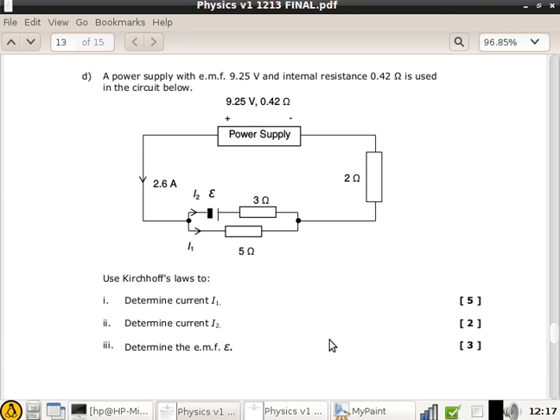How many loops are here? How many loops can you make? 3 loops. And how many junctions? 2. There's 3 loops though. We can loop around the outside, we can loop around the inside, and we can loop around the small loop at the bottom.